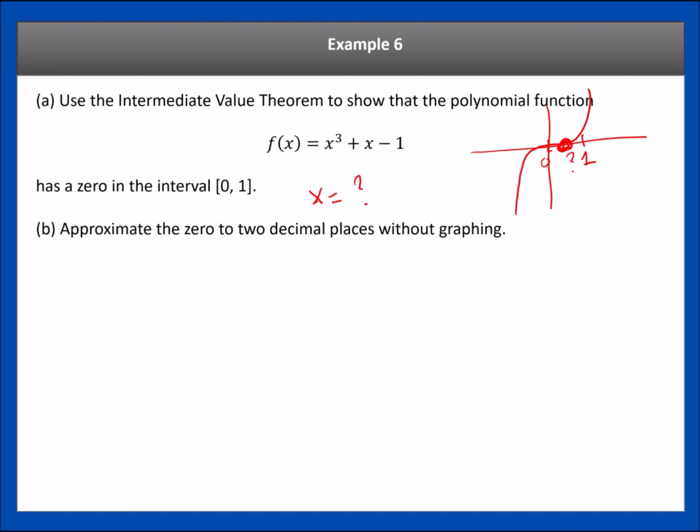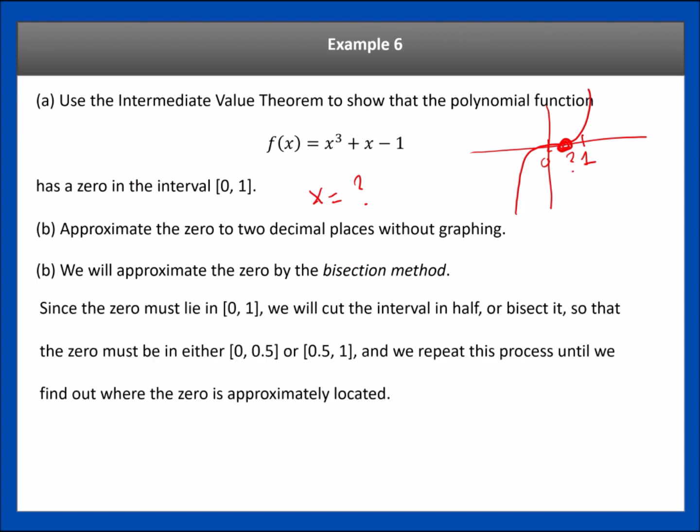Okay, so let's go ahead and do this. We're going to approximate the 0 by the bisection method. This method is very tedious, but it's a good way to illustrate how to do this. Since the 0 must lie between 0 and 1, we'll cut the interval in half, or bisect it. Bisect means to cut in half.